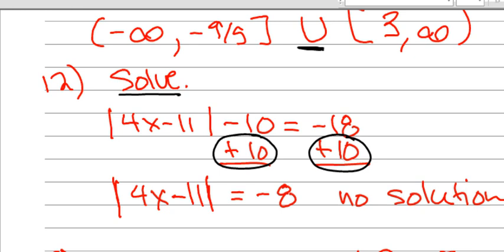So since my absolute value is equal to negative 8, think about, can an absolute value ever be equal to anything negative? And we learned that in class before spring break, and that cannot happen. So I can't do this problem. So the answer is no solution. And I'm done. Just make sure you write down no solution, because that is your final answer.